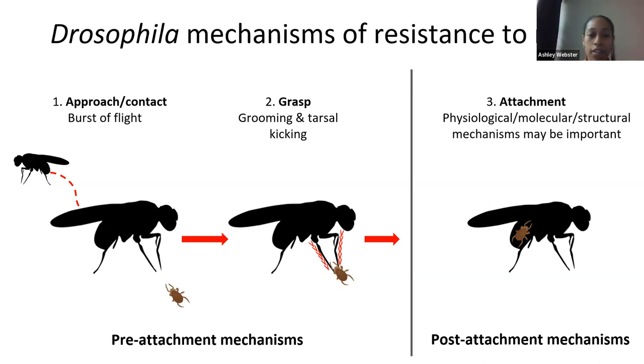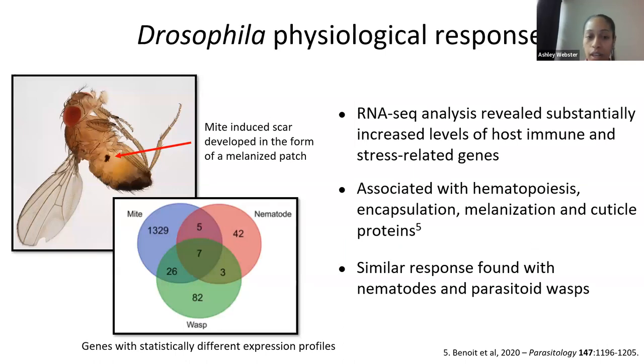A potential line of evidence that supports that these mechanisms are present is work that was published in 2020, where during infection, they found that RNA-seq analysis revealed substantial increased levels of host immune and stress-related genes. Roughly 1,300 genes were differentially expressed during infection, some associated with hematopoiesis, encapsulation, melanization, which you can see here. This is a mite-induced scar developed in the form of a melanized patch, as well as cuticle proteins. It was also found based on previously published work that similar responses were found with nematode and parasitoid wasp infection.